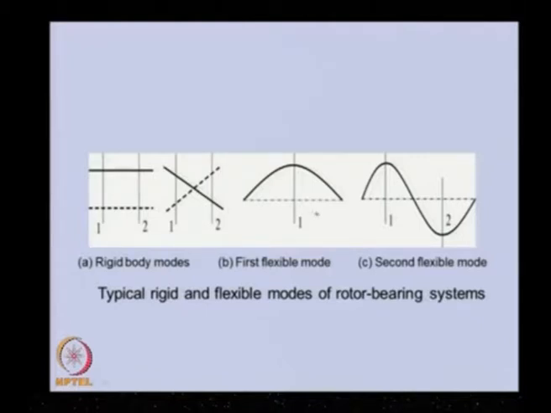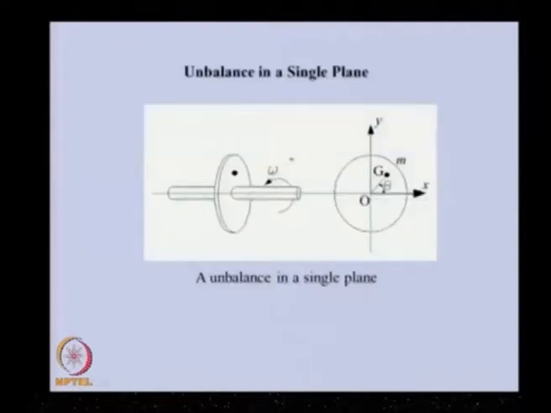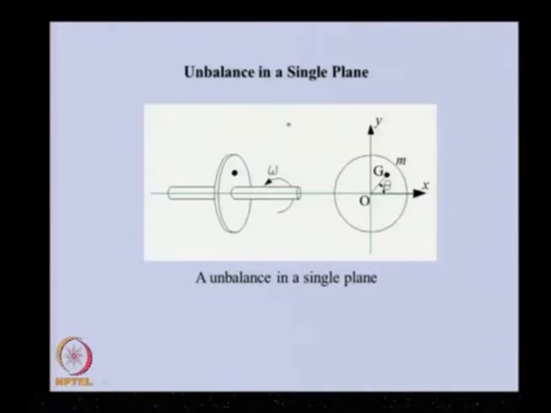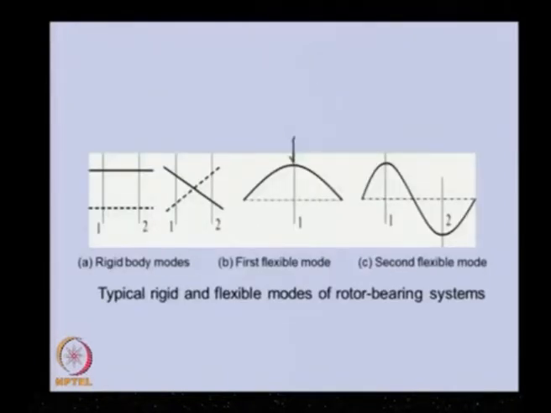When we come to the flexible modes, let us say for a simply supported rotor, this is the first flexible mode, a half sine. To balance this, obviously, if we apply a force in this direction, in the form of some unbalanced force, we will see that we can decrease this particular amplitude of vibration. So, if you want to balance the first mode, a single plane is enough.